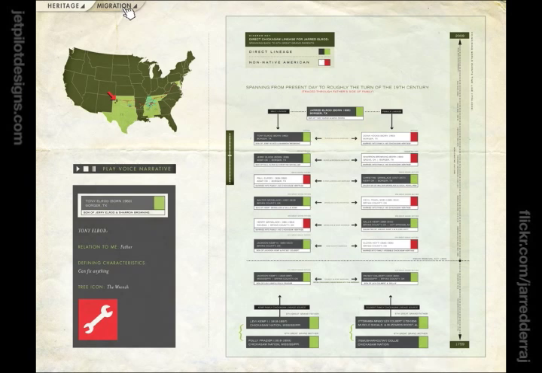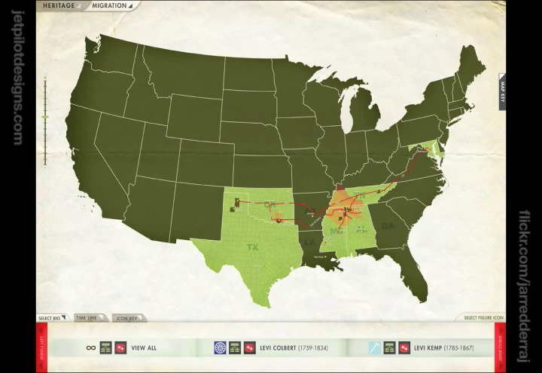So, if we wanted to go to the migration after this, we would go up to our left tabs here and click on migration. So basically this is what you would be confronted with whenever you click on the migration tab. This is a map of the entire United States as it is today, and a list of ancestors down here on the bottom basically.